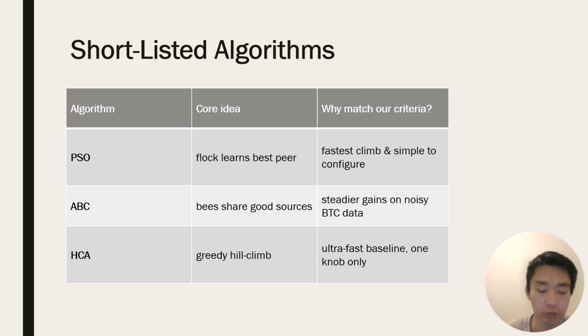From the 6 previous candidates, these 3 algorithms made it through our criteria. Firstly, the particle swarm optimizer, because it has the fastest climb and it's simple to configure. Secondly, the artificial bee colony. It has steadier gains on noisy Bitcoin test data. And thirdly, the hill climbing algorithm. We selected it as our control group because it's ultra fast to test. It only has 1 parameter.